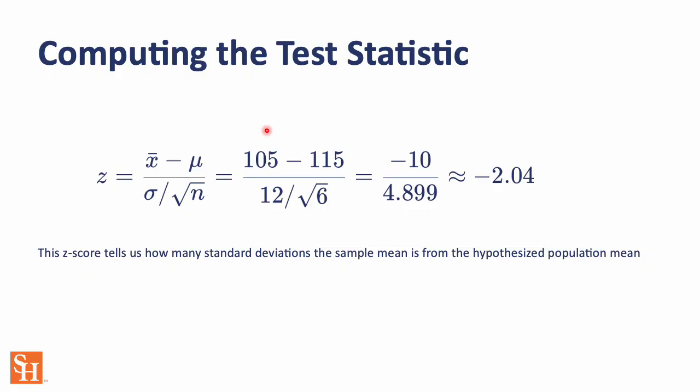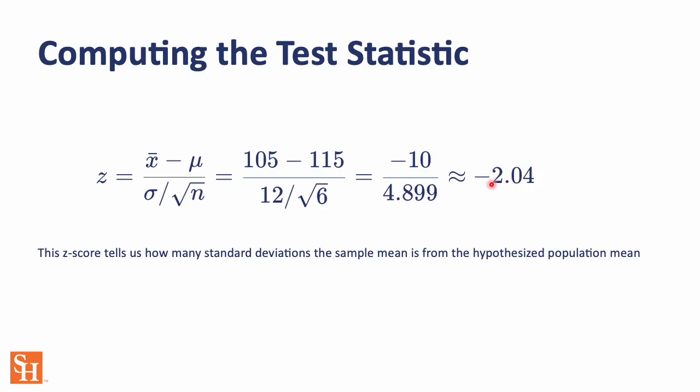So now let's see how we can calculate the value for the test statistic. This is the formula. Here this is x bar, which is the sample mean. This is the population parameter value, which is mu, right? And this is the standard deviation for the sample mean, which is sigma over square root of n. Our sample mean was 105, our population parameter value under the null hypothesis was 115, our standard deviation was 12, and our sample size was 6, right?